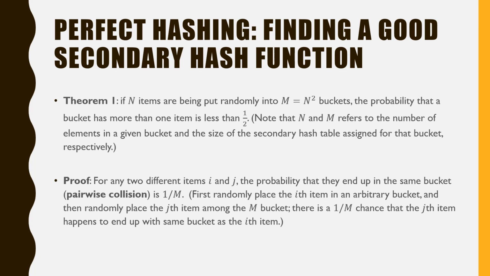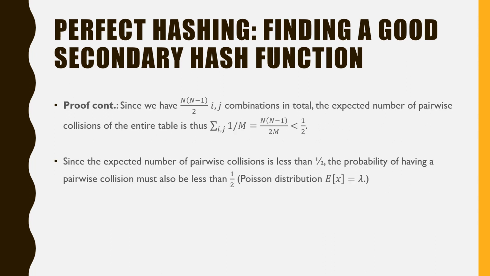To begin the proof, first consider two different data elements, i and j. We say that the chance that they form a pairwise collision is 1/m. This is because if i has occupied a bucket, and we assume that the secondary hash function evenly distributes item j, then the probability that j will end up with the same bucket as i is 1/m. We also know that we have n times n minus 1 divided by 2 different combinations for the two items i and j.